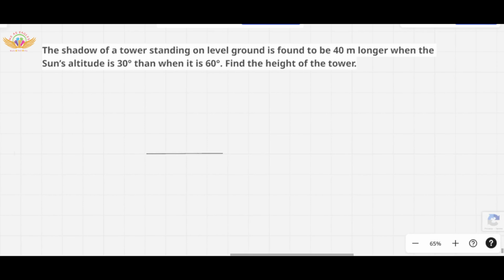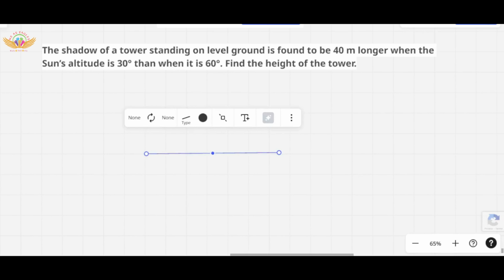Let us take this as the level ground. That is the line of sight. And then the shadow is found to be 40 meters longer when the sun's altitude is 30 degrees than when it is 60 degrees. So first there was 60 degrees. First there is the sun's altitude. There is the sun somewhere here, so I'm just drawing somewhere up to here. And then first it is making a shadow at an angle of 60 degrees.